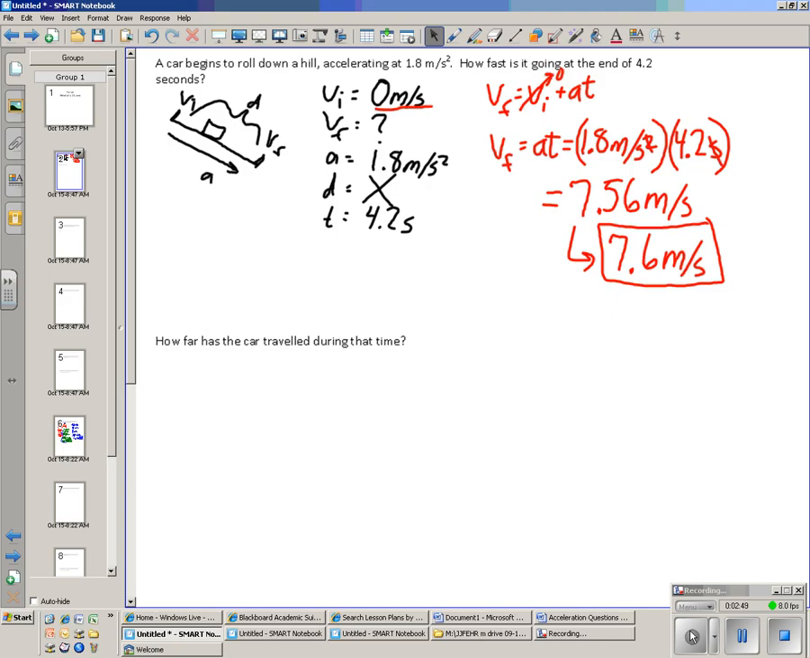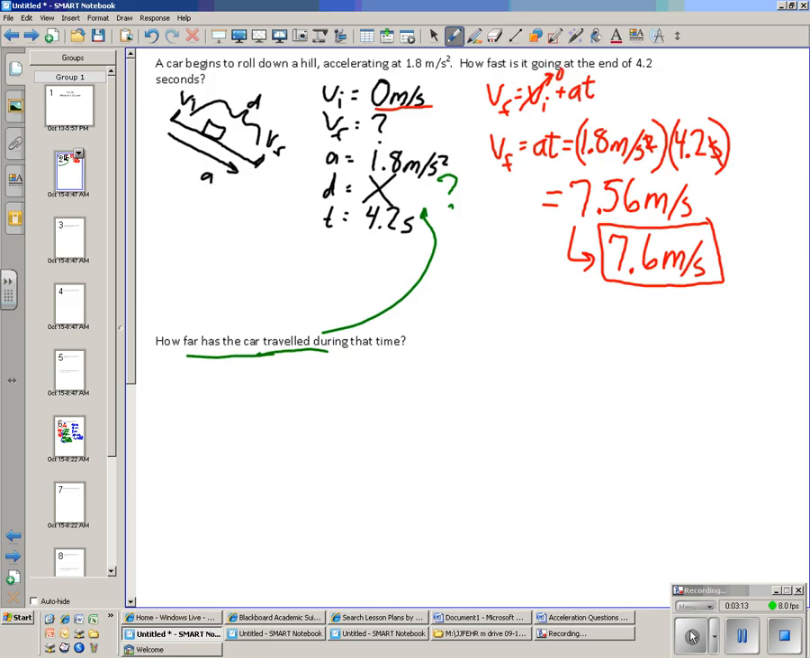Now I can move on to the second part of the problem: how far has the car traveled during that time? Okay, so I'm now looking for the displacement. I'm going to keep the same drawing and the same list of information, but as we can see, I'm looking for how far, so that means this is going to be my question mark.